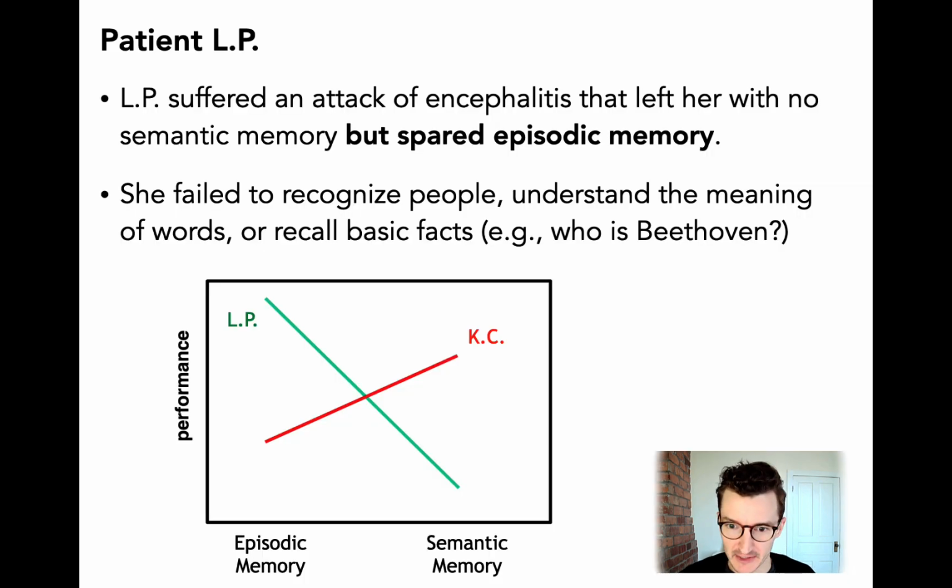Do we see the opposite case? There are some examples of cases where patients have brain damage and they have spared episodic memory, but they lose fact-based semantic memory. So patient LP suffered an attack of encephalitis, and this left her with no semantic memory but spared episodic memory. She failed to recognize people, understand the meaning of words, and even recall basic facts like who is Beethoven.